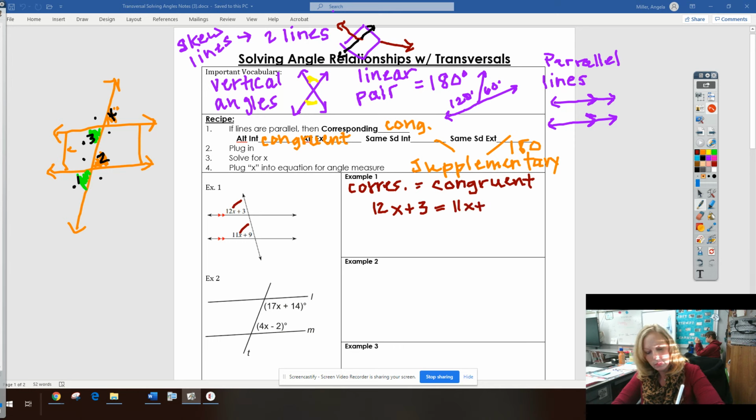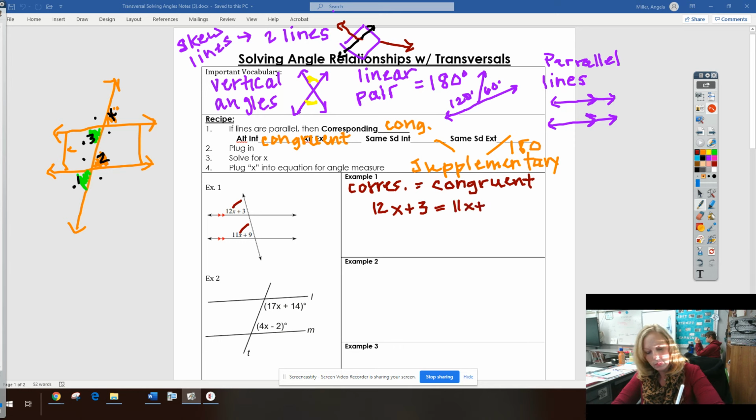I do want to point out that sometimes they are going to ask you to plug your x back in. So if the question said, what is the angle measure of this angle? Then we would take 12x plus 3 and plug it in. So 12, instead of my x, I'm going to put my 6, plus 3. So that's 12 times 6 is 72 plus 3. That means it would be 75 degrees. So this angle right here is 75 degrees.